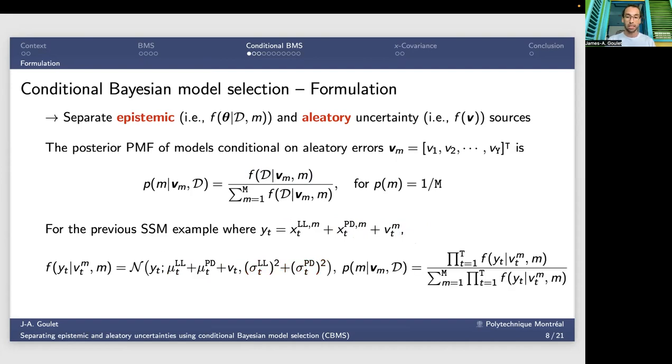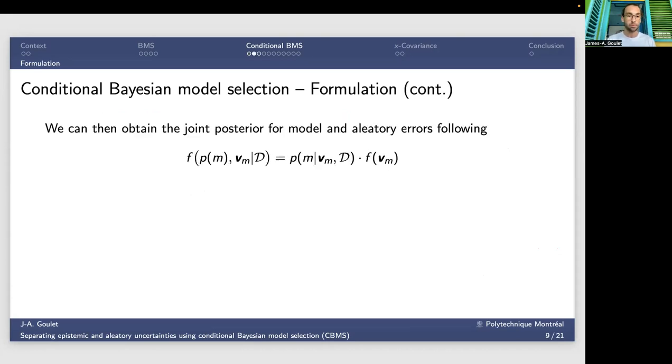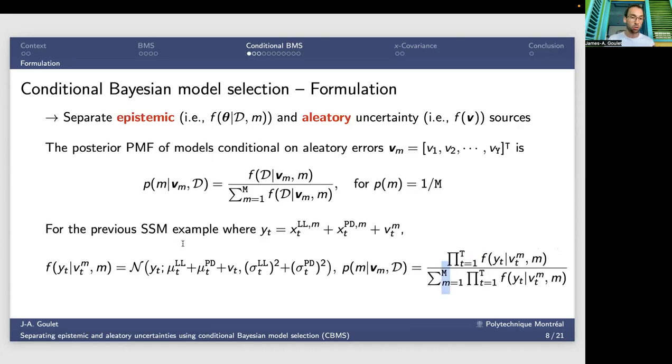Okay. So in that case, if I want to obtain my probability of model conditional on my aleatory uncertainty, my joint likelihood for my observations is going to simply be the marginal product of the likelihood for each observation. I'm going to take the product over my t time steps, because this is a problem with time series, divided by the sum of the same thing over all my models n. Okay, so we can obtain the joint posterior for both, because this was just a conditional probability of model given my aleatory error.